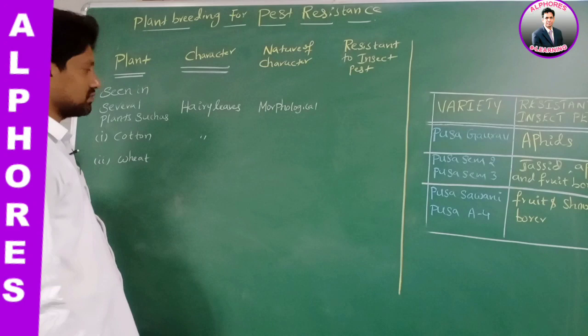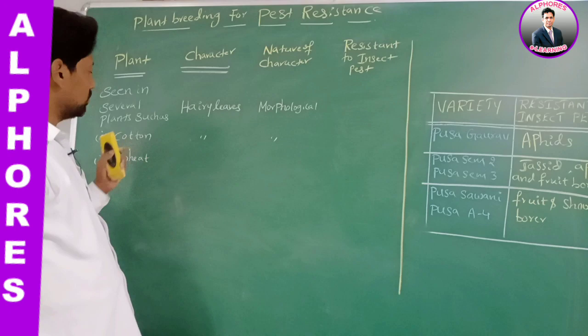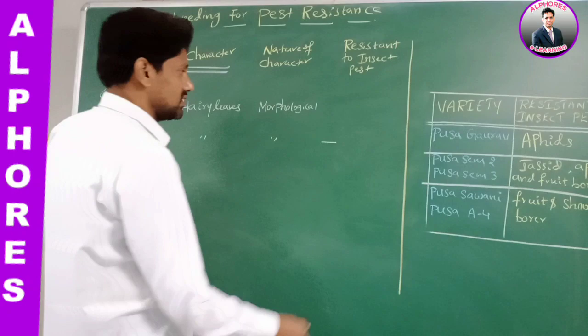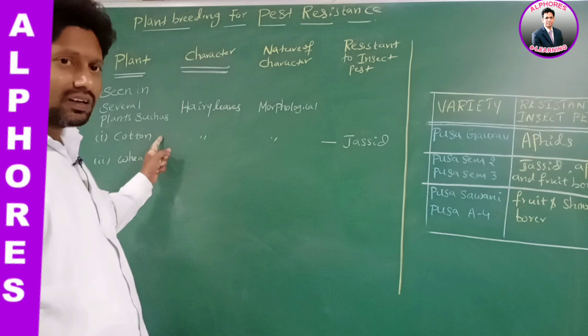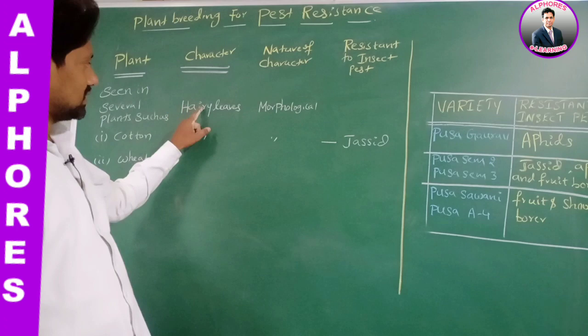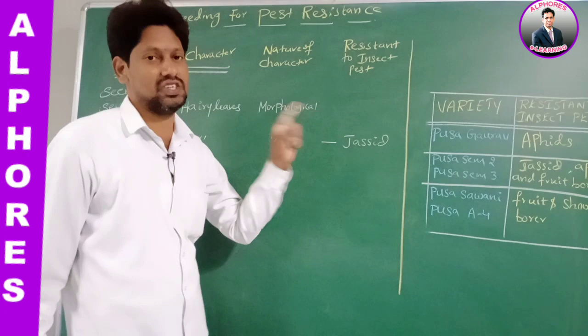Due to the presence of hairy leaves in which plant? Cotton. Cotton becomes resistant for which pest, sir? Jassid. Who is making cotton resistant for jassid? The presence of hairy leaves. Therefore, due to the presence of hairy leaves, the cotton plant became resistant for jassid.